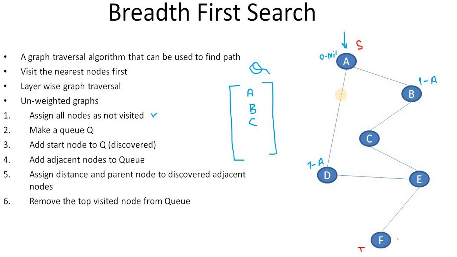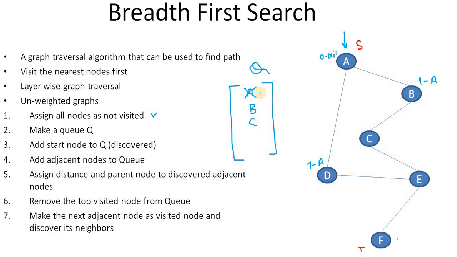Okay, so now what we do is that we remove this node, the first node that we entered in the queue. We shall remove this node first. That's why it's called a queue, because you enter and you delete also, and when it moves to the next nodes, it will also follow this kind of queue fashion. So we have removed it. Now A is no more in the queue, and we make the next adjacent nodes visited nodes and discover their neighbors.